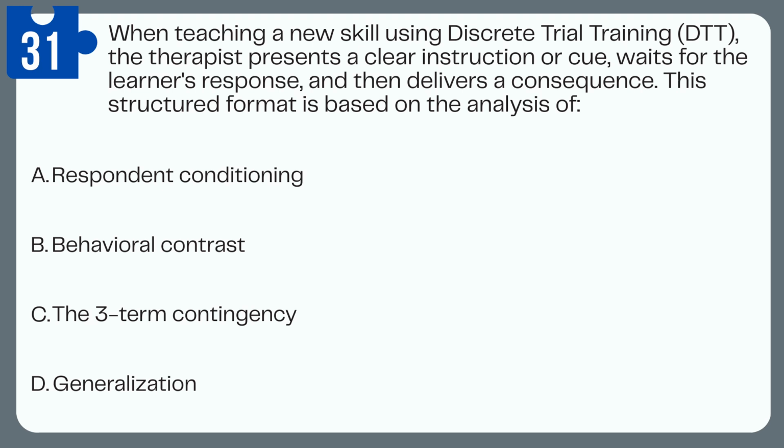Question 31. When teaching a new skill using discrete trial training, DTT, the therapist presents a clear instruction or cue, waits for the learner's response, and then delivers a consequence. This structured format is based on the analysis of: A. Respondent conditioning. B. Behavioral contrast. C. The three-term contingency. D. Generalization.